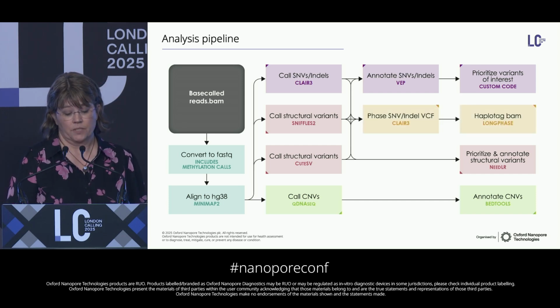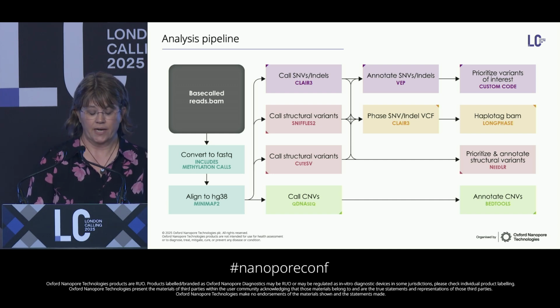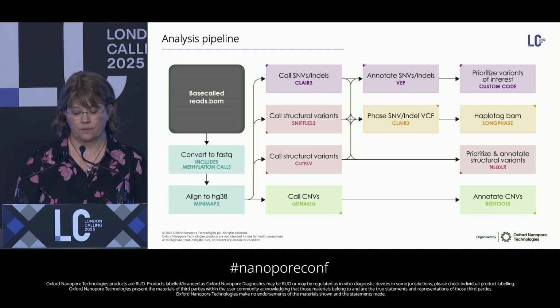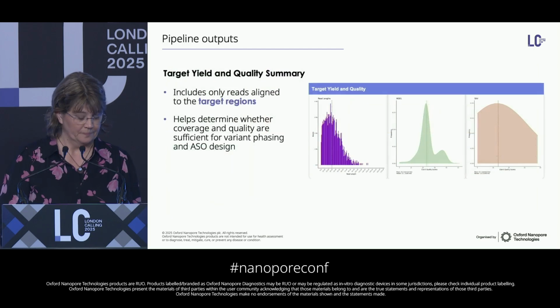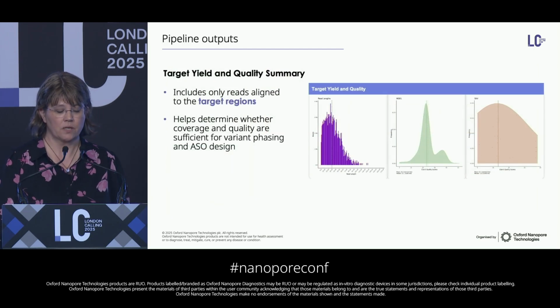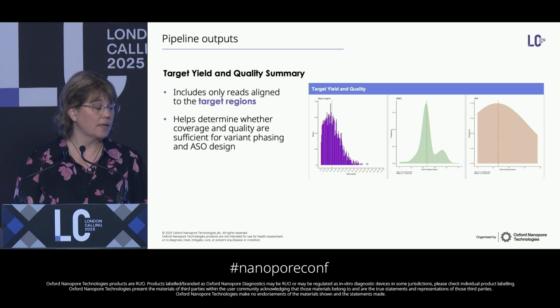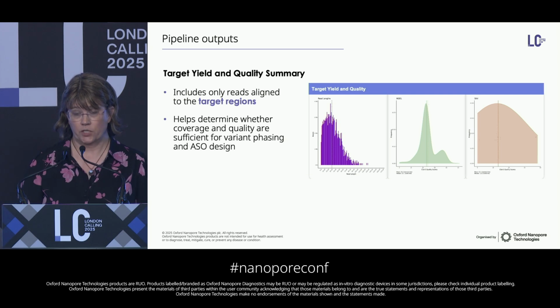For phasing, we use Clair3 to phase SNVs and indels, and LongPhase to generate haplotagged BAM files. This is critical for understanding whether variants are on the same or opposite alleles, which directly impacts ASO design. Next, using our custom alignment report, we assess target-specific performance based on yield and quality. This helps us decide whether a run meets our quality thresholds.